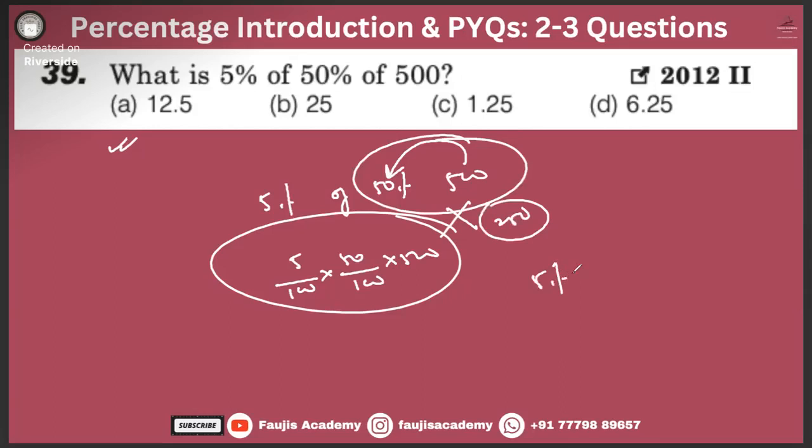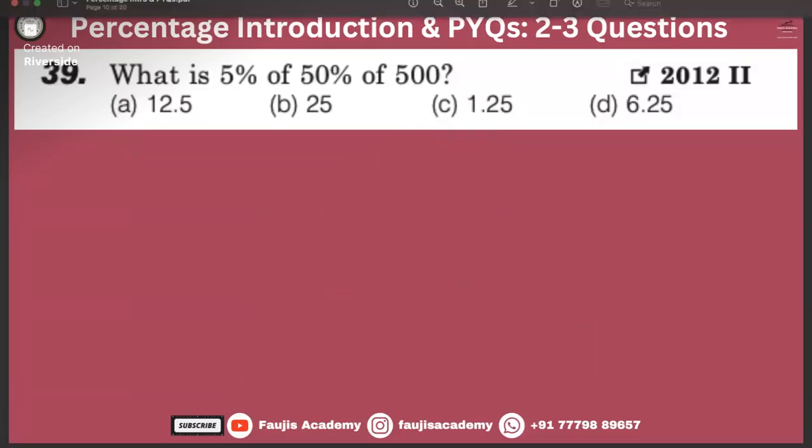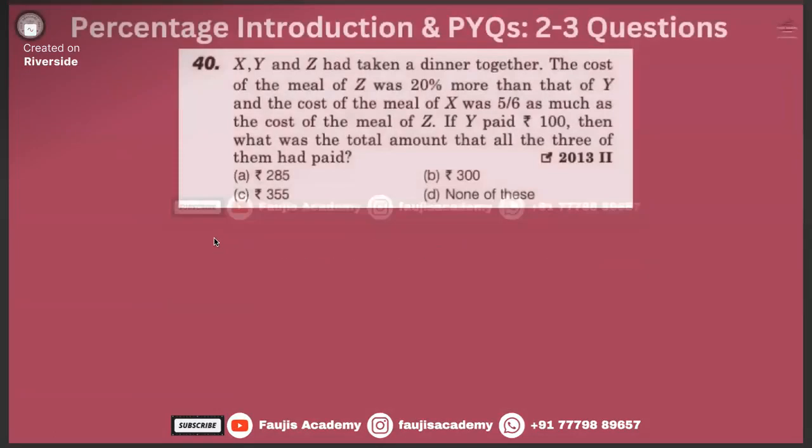Now we are only left with 5% of 250. What is 10% of 250? 25. 5% is how much? 5% is basically half of 10%. That means over here also it should be half of this. Half of 25 is how much? 12.5. Right now, shall we move? Yes or no, guys? You want me to explain this one again? Seriously, I'm not going to explain.